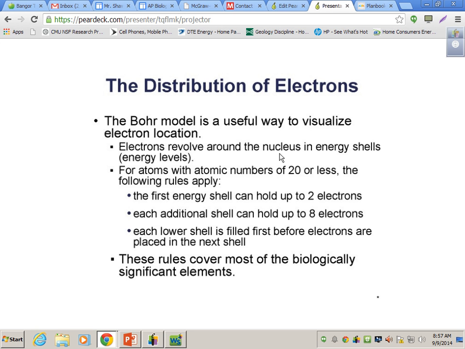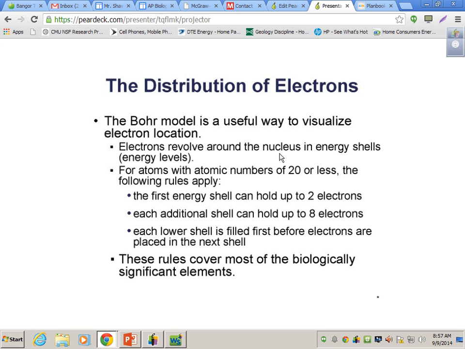Now, the Bohr model, which a lot of you are familiar with, is a useful way to visualize electron location. That'll show all of the electrons in that particular element. The electrons revolve around the nucleus in energy shells, and for atoms with atomic numbers of 20 or less, the following rules apply. So notice I said 20 or less. We go to the periodic table, and we find calcium, and we notice there's a different orbital that starts after that, right? In biology, will I ever really have to worry about anything above 20 for what we're made of? Most likely we won't, okay?